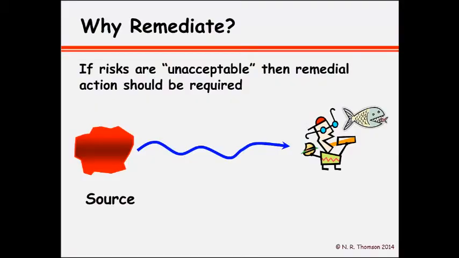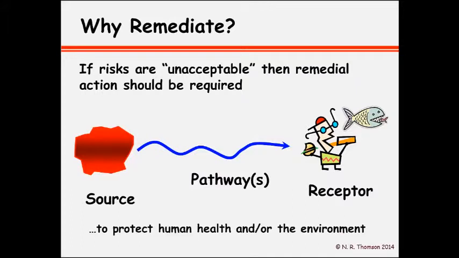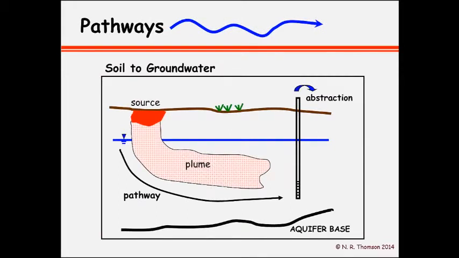So if the risks are unacceptable, then a remedial action will need to be taken. So here we have a very simple case of a source, a pathway, and a receptor, which is somebody perhaps drinking the water or eating the fish. So it's a way to protect human health and the environment from a problem between a source, pathway, and a receptor. There are many possible pathways.